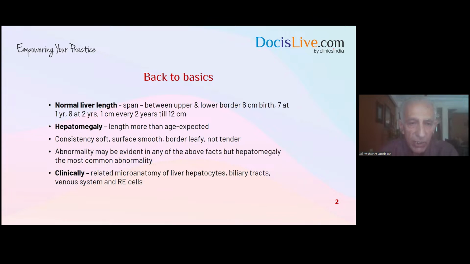And the surface is generally smooth. But if there is a hobnail type of cirrhosis or a surface which is uneven, not smooth, then we know that there might be some knob-like structures often seen in cirrhosis, or it could be one big knob like any localized tumor. The border of the normal liver is just leafy, which means it is just palpable, but it could be firm or it could be even hard. And normal liver is obviously not tender.